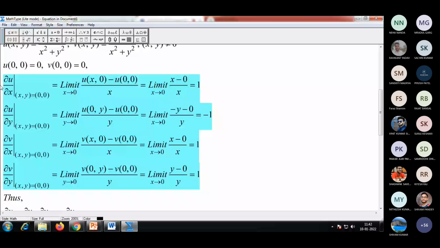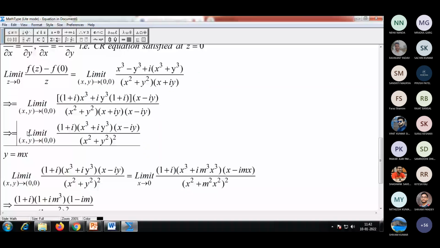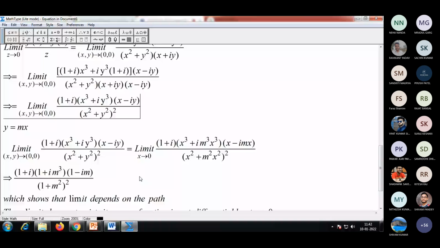The same concept applies in the case of limit and continuity. If the limit depends upon the path, then the limit will not exist. But if it doesn't depend upon the path, it doesn't mean that the limit will exist. So you all should be careful about all these concepts. Now I'm giving the next question.